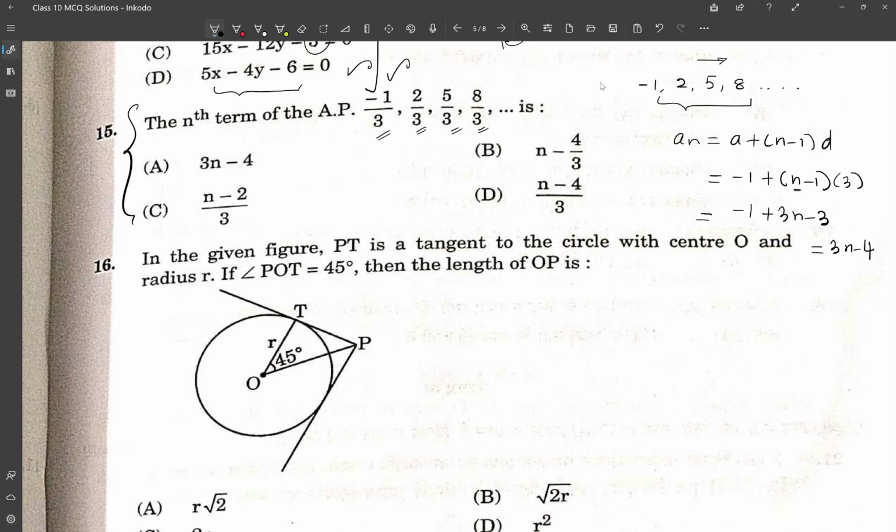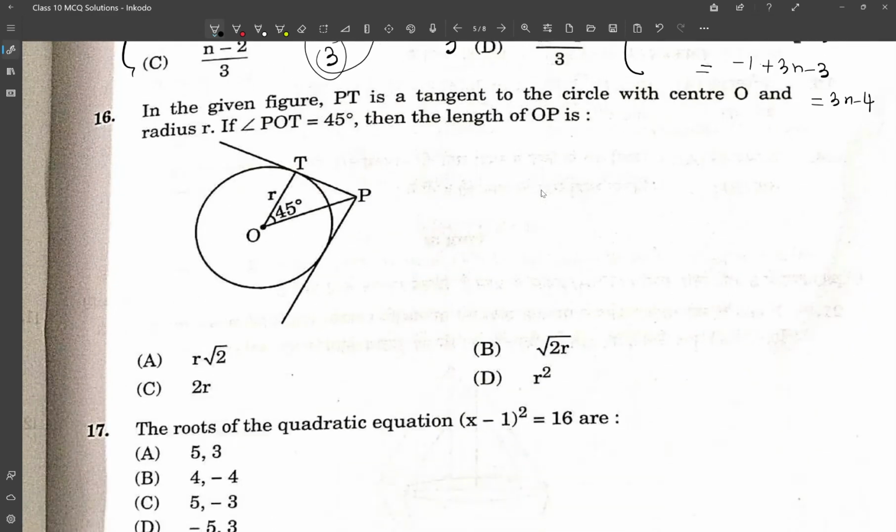But we still have a by 3 term in the denominator. So the answer should be 3n minus 4, the whole divided by 3. If we split the common denominator, we will get n minus 4 by 3. So 3n by 3 is what? n minus 4 by 3. So n minus 4 by 3, which is option B. That is the correct answer. On to the next question.